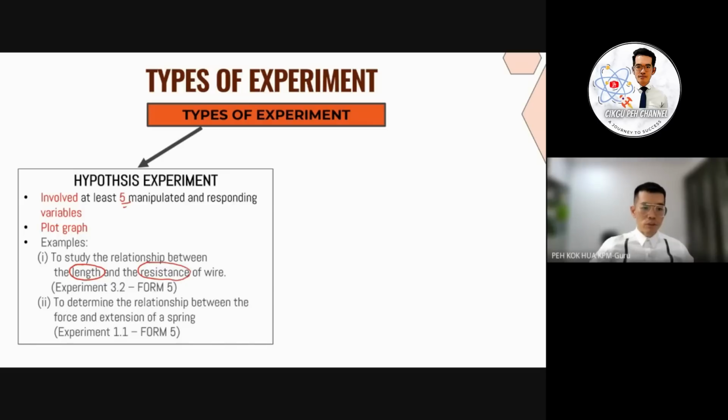The second example is to determine the relationship between the force and the extension of the spring. This is one of the compulsory experiments you already did together with your school teacher. And here the manipulated variable will be force and the extension of the spring will be the responding variable. And 5 data you will be going to discuss in your experiment.